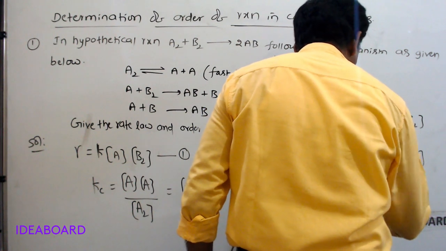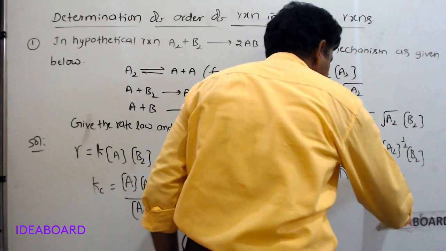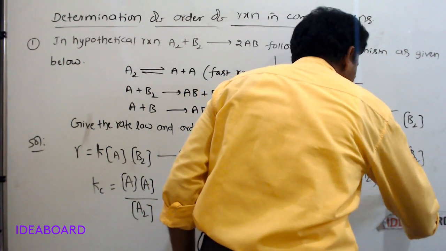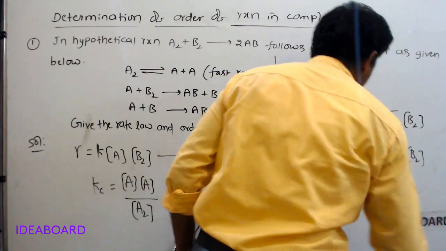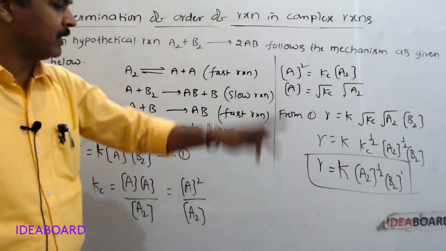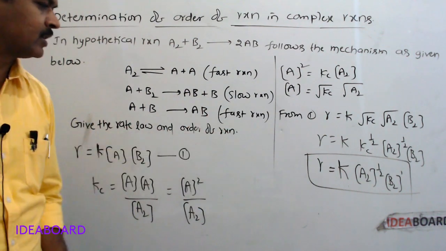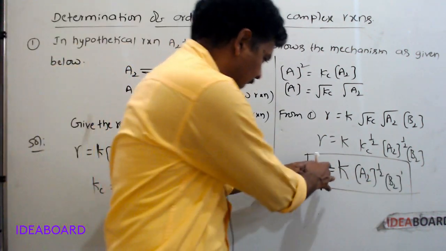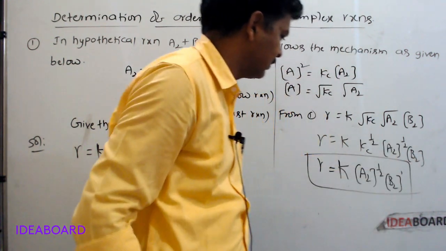Rate is equal to K into concentration of A2 power 1 by 2, concentration of B2 power 1. This is the rate law for the given reaction. Give the rate law and order of reaction. Rate is equal to K into concentration of A2 power 1 by 2 into concentration of B2 power 1.